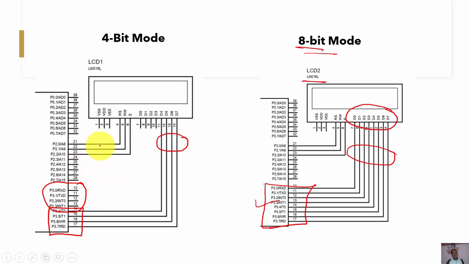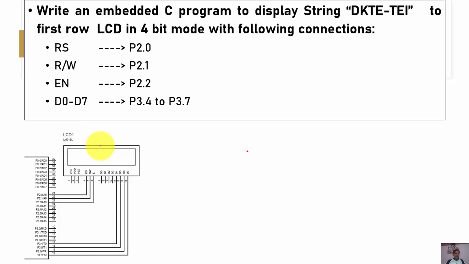In this way we enhance the operational capability of the 8051 microcontroller by using the remaining 4 port pins for another application. Let us consider one simple example. Write an embedded C program to display the string DKTE-TEI on the first row of the LCD in 4-bit mode, and the connections: RS should be connected to P2.0, R/W bar should be connected to P2.1, and EN should be connected to P2.2.